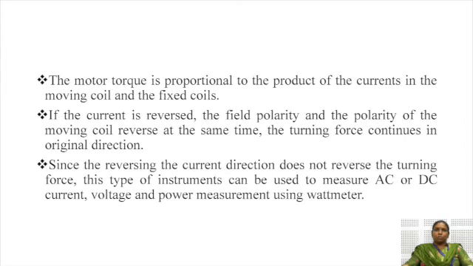So, the motor torque is proportional to the product of the current in the moving coil and also the fixed coil. If the current is reversed, the field polarity and the polarity of the moving coil reverse at the same time, so the turning force continues in the original direction. Since reversing the current direction does not reverse the turning force, these types of instruments can be used to measure AC or DC current, voltage and power measurement using the wattmeter.